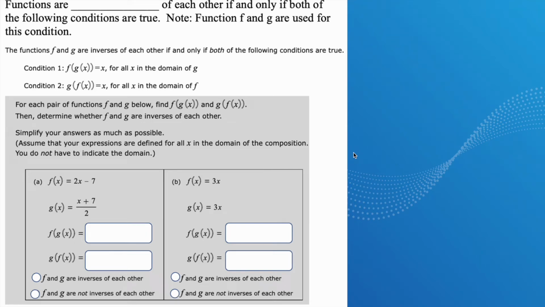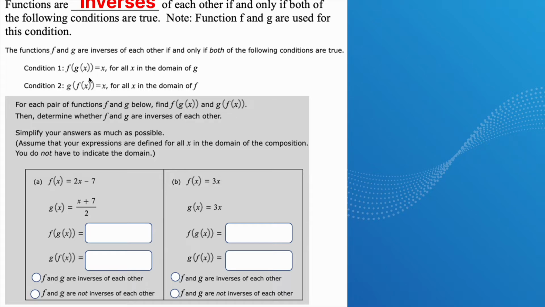Okay, so on this one, we're going to take a look at functions and their inverses. Functions are inverses of each other if and only if both of the following conditions are true. Note that functions f and g are used for this condition. So we have the functions f and g are inverses of each other if and only if both the following conditions are true.